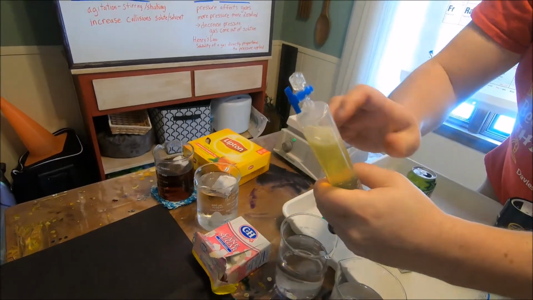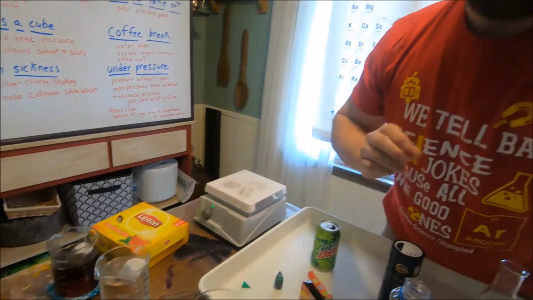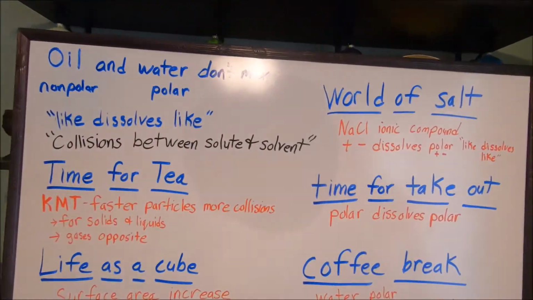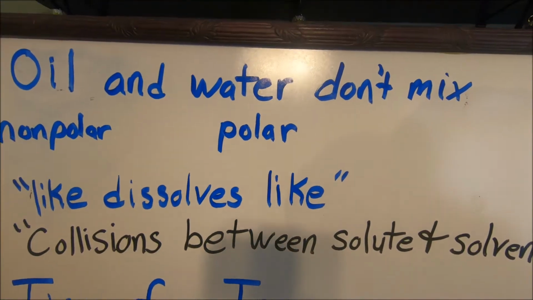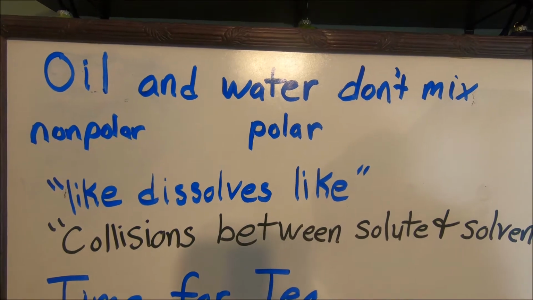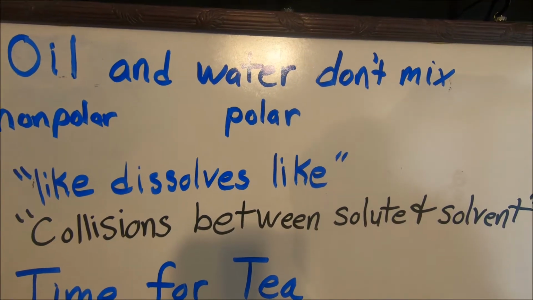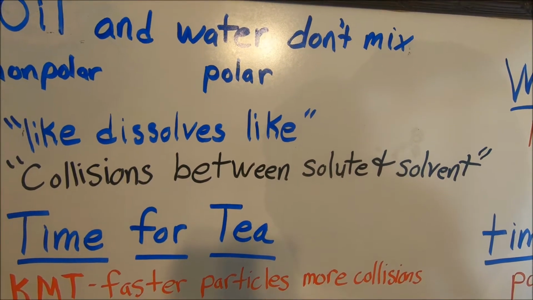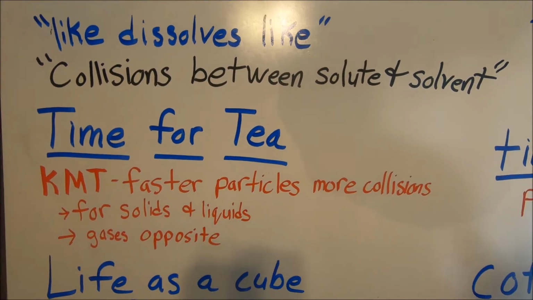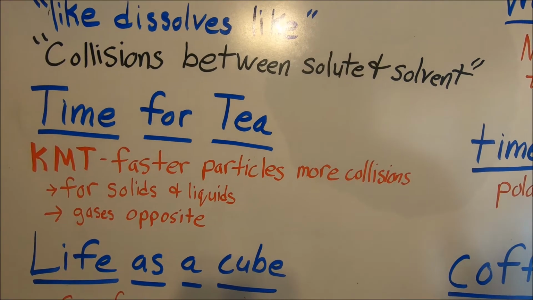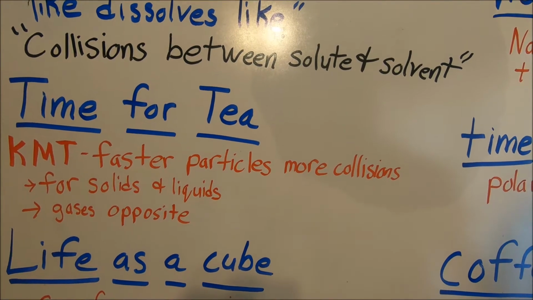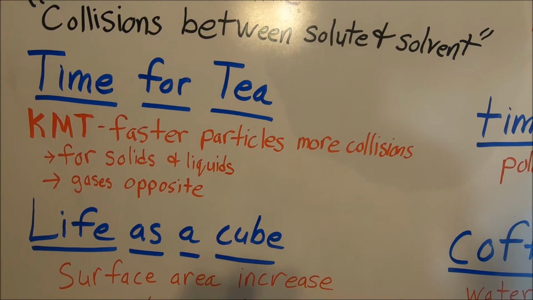So just to recap some of those ideas for today, we're going to go over to the board on the side here and look over the ideas: oil and water, non-polar, polar, like dissolves like. So oil and water don't mix with one another. The other idea was collisions between the solute and solvent. Temperature, kinetic molecular theory: the faster the particles are moving, the more collisions. This affects solids and liquids, but doesn't affect gases.